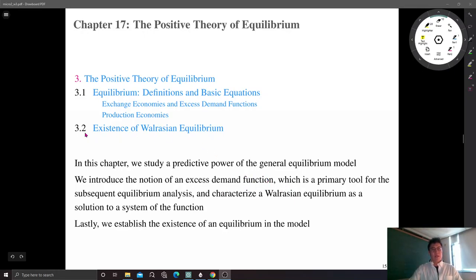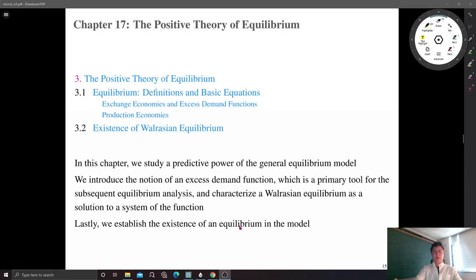The second topic is about existence. The existence topic is a little bit tedious but a very important topic in economic theory, because if we don't know whether equilibrium exists or not, then we analyze something that may exist or may not exist. So then our analysis is kind of useless. So for a positive theory of something, we have to establish existence first. Existence is existence. So we are going to talk about existence as well.